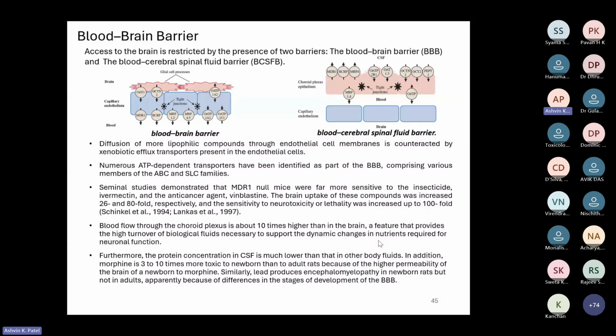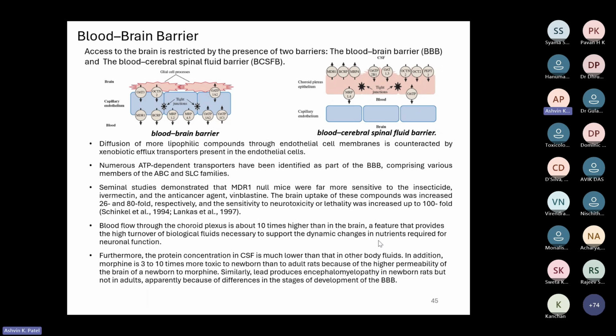One seminal study demonstrated that MDR1 null mice were far more sensitive to the insecticide ivermectin and the anti-cancer agent vinblastine. The brain uptake of these compounds was increased 26 to 80-fold respectively, and the sensitivity to neurotoxicity or lethality was increased up to 100-fold with this MDR1 transporter mechanism.